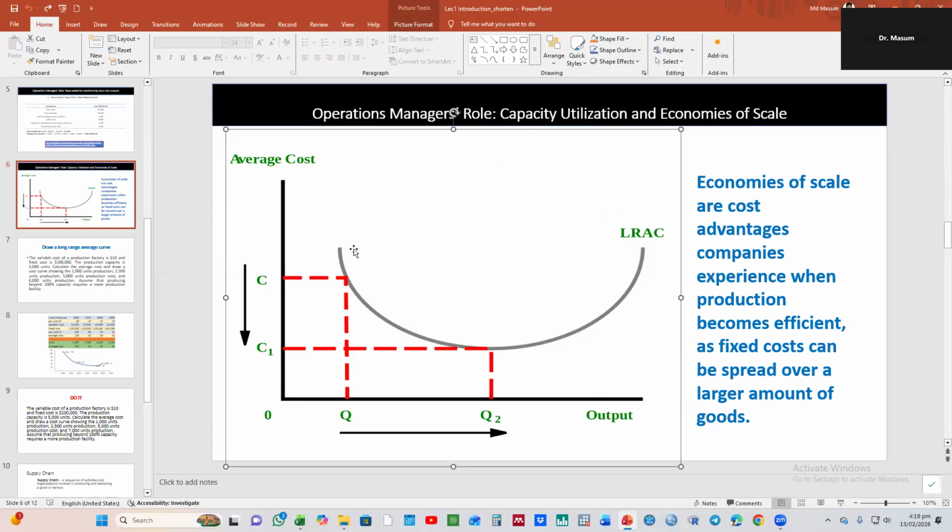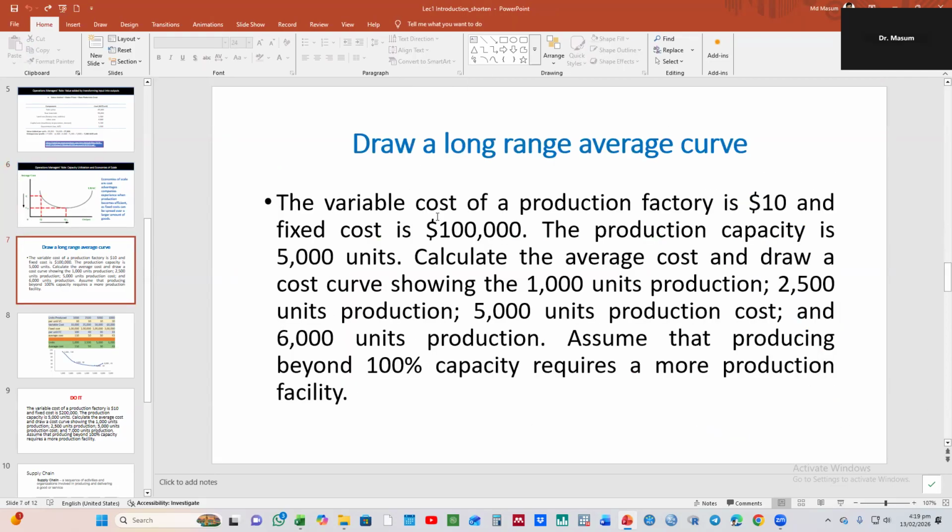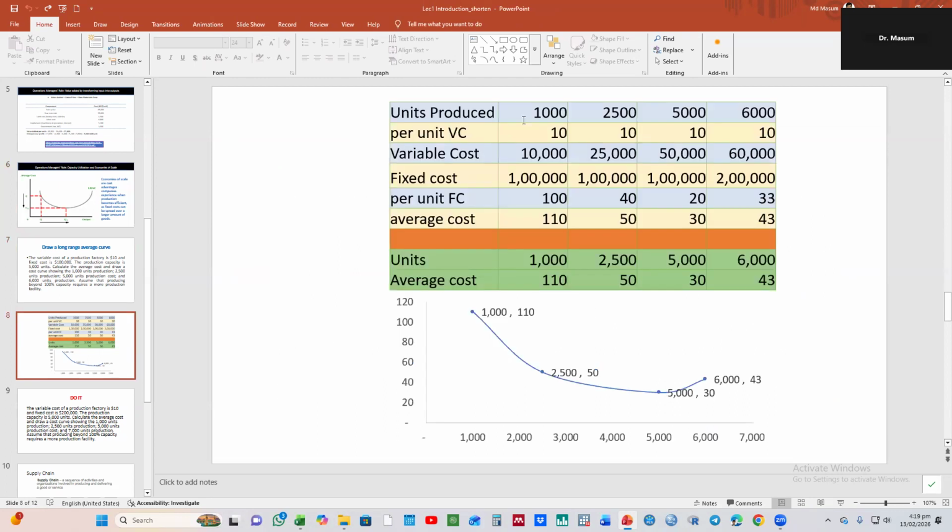When the operations manager can utilize the capacity at 100%, what happens? The per unit cost decreases. How does it happen? This is an example given. The example says that your factory capacity is 5,000. What is your capacity? You can produce 5,000 units. When you can produce 5,000 units, if you are accepting 6,000 units, what will happen?